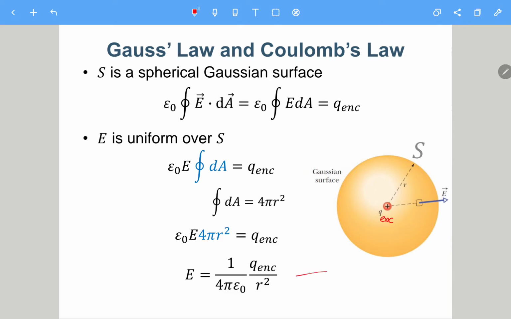This is what we learned in chapter 22, the last chapter, and it comes from the electrostatic force, or Coulomb's force. We defined E equals F over q0, and then we came up with this expression. I can also use Gauss law to derive this one, which means that Gauss law and Coulomb's law are compatible with each other.